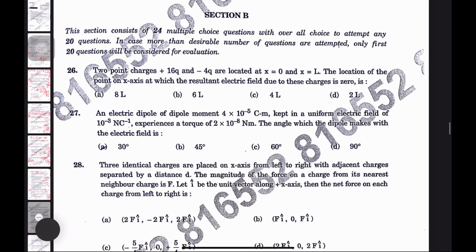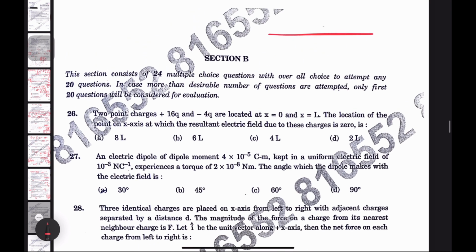So if we will draw these charges, plus 16q placed at x is equal to 0 and minus 4q placed at x is equal to L, that is, the separation between these two charges is capital L. Now you need to identify this condition. The field due to bigger charge, that is 16q, is all around and it is crossing the field of minus 4q charge, but minus 4q charge being smaller charge, its field is not crossing the 16q towards the left.